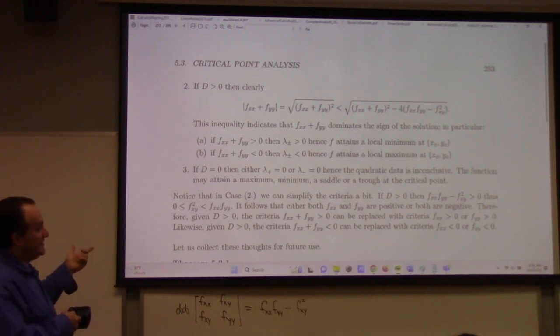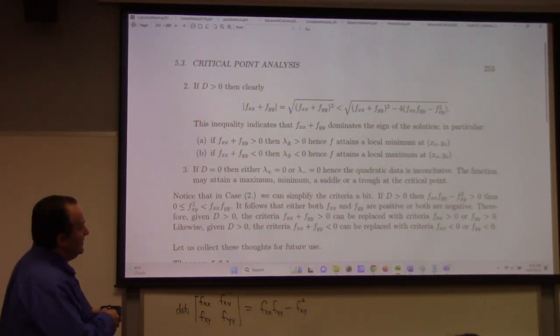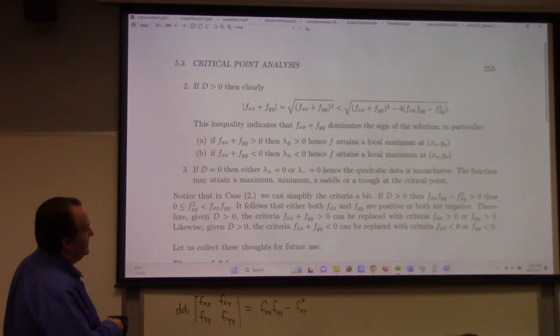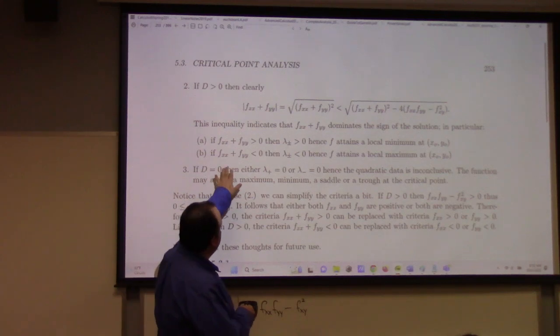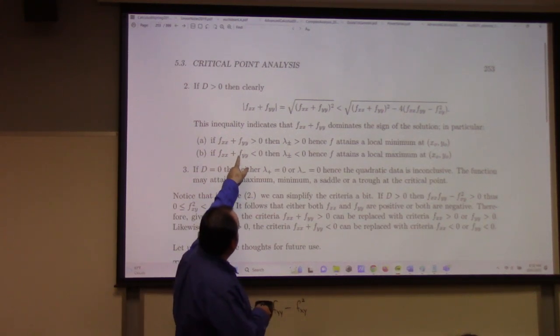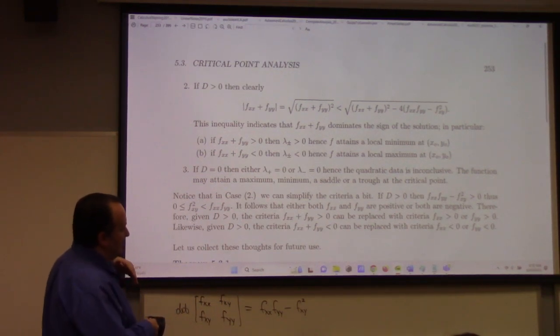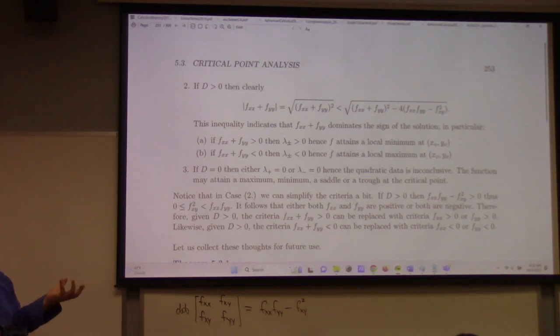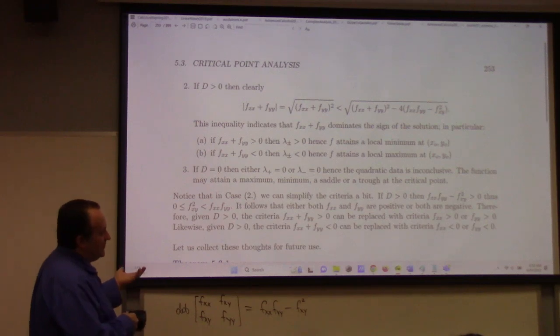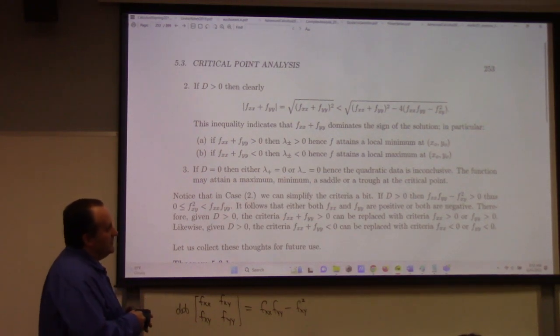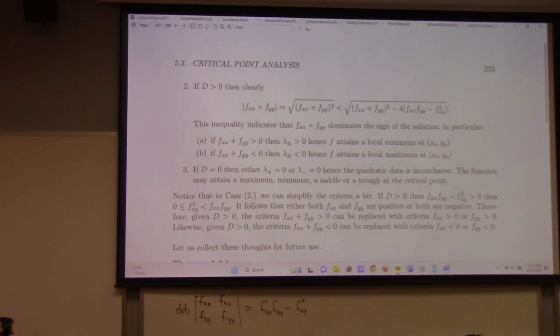On the other hand, if D is positive, then we end up getting this inequality, which indicates that the sign of fxx plus fyy dominates the sign of the solution. In particular, if you work through it, if fxx plus fyy is positive, then both of your lambdas are positive. If both lambdas are positive, the graph looks like a paraboloid which opens up close to the critical point. So it's a local minimum. If both of your lambdas are negative, it looks like a paraboloid which opens down close to the critical point. So the solution is a local maximum.